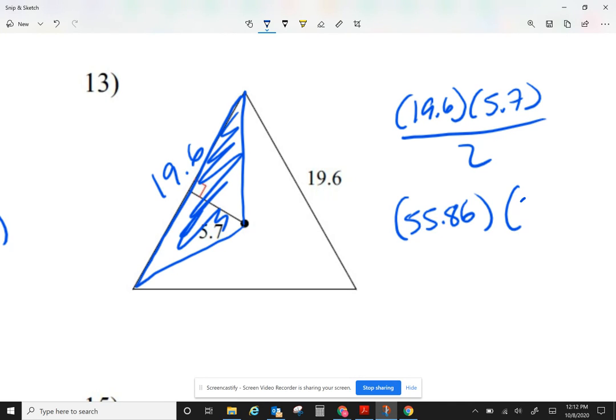I'm going to multiply this by 3 because I know I can make 3 triangles out of this polygon. And the way I know I can make 3 triangles is because the polygon has 3 sides. The number of sides on the polygon is how many triangles I can make there. So let me multiply this by 3, and I get 167.58. Let me zoom out.